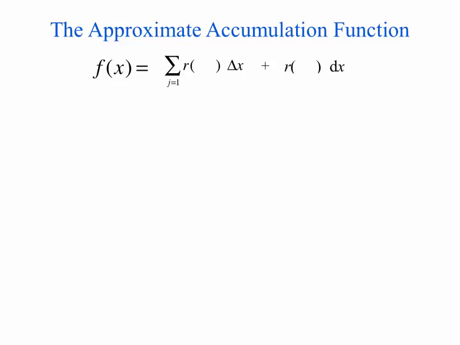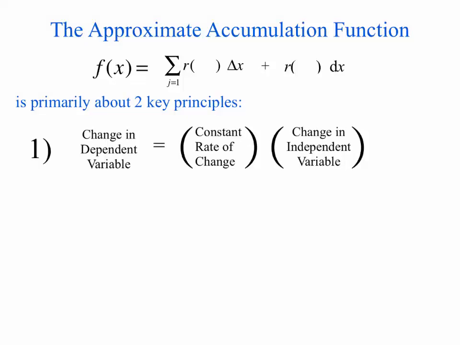So we're going to be filling in some of the details today, but let's start by really talking about what this thing means, okay? So this thing is primarily about 2 key principles. There's really 2 major things going on here that we have worked on hard for the last month. And the first one is this. The change in the dependent variable is equal to the constant rate of change times the change in the independent.